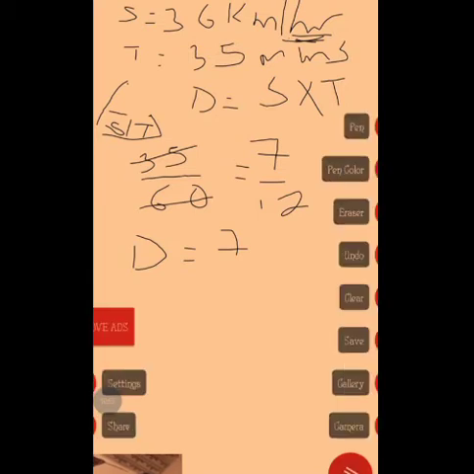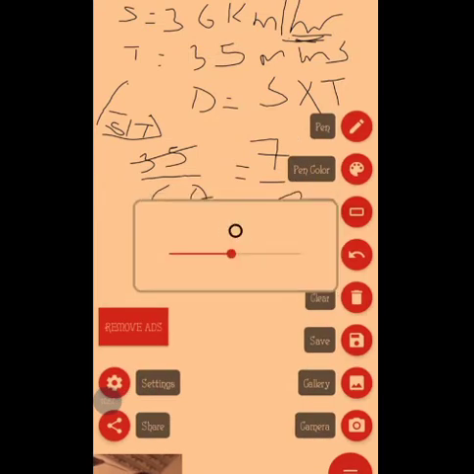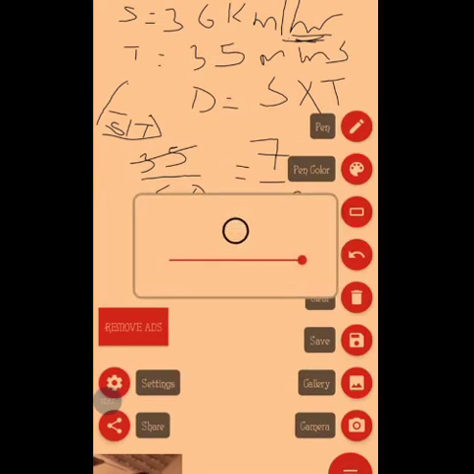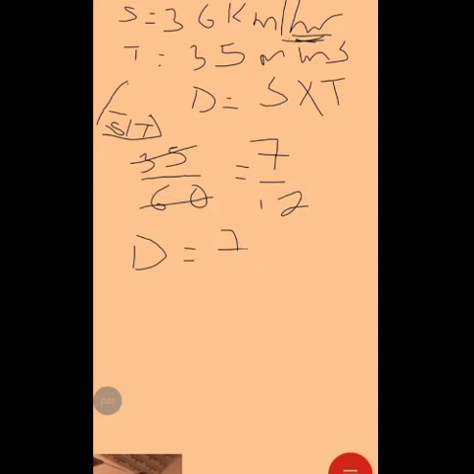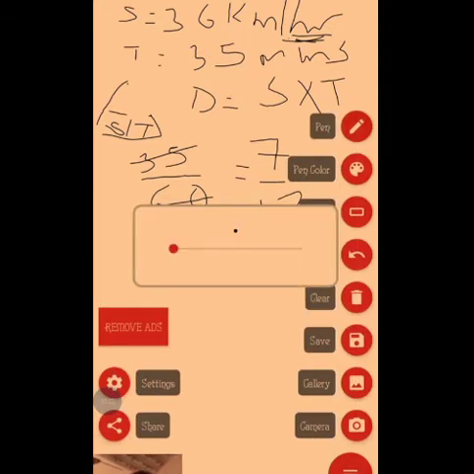Okay, we do speed first. Sorry, my eraser. Can you give me space? It's not giving me space. All right, so let's go on. Thank you.